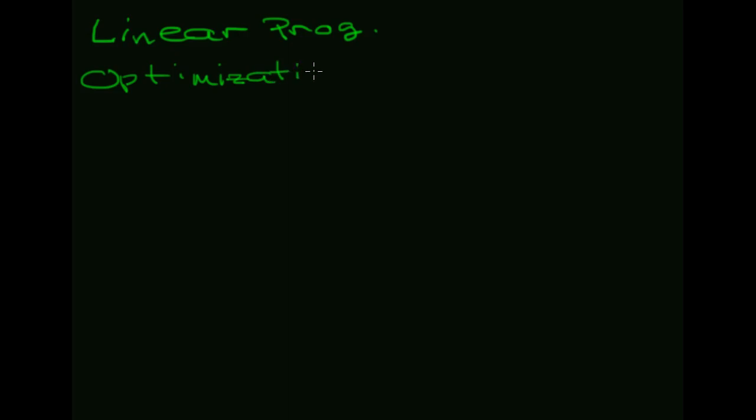Okay, so something that actually properly belongs as part of linear algebra is this idea of solving linear programming problems. These are part of a larger group of problems which are called optimization problems. So the big heading is optimization problems. The little heading is linear programming problems.